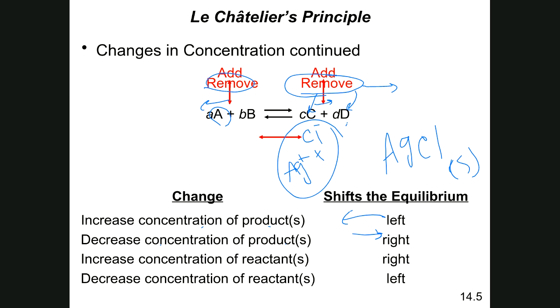If your product is water, how would you remove it? If you add a dehydrating agent, you remove H2O. And when you remove H2O, or you heat up to boil off the H2O, then it's going to be lowered on the product side and the reaction is going to go forward to produce more of the product.